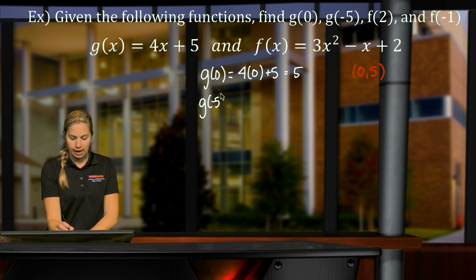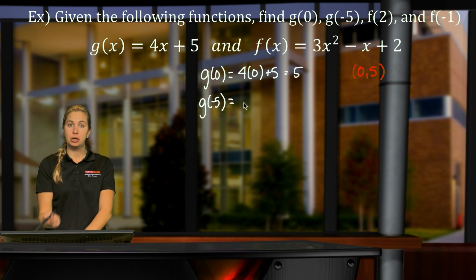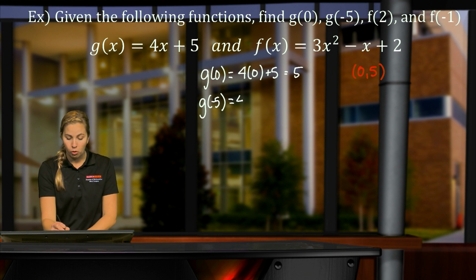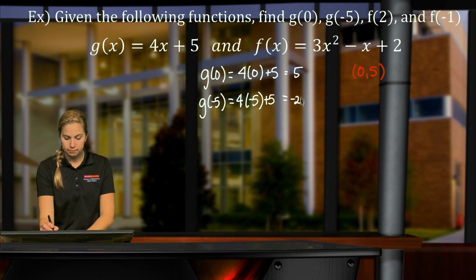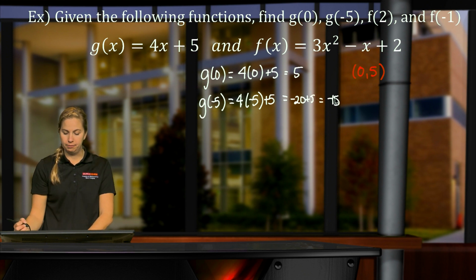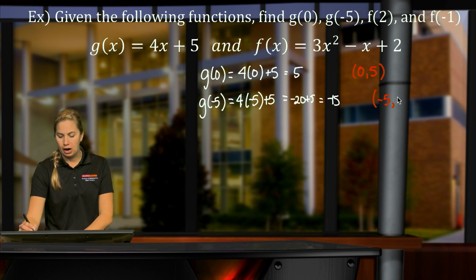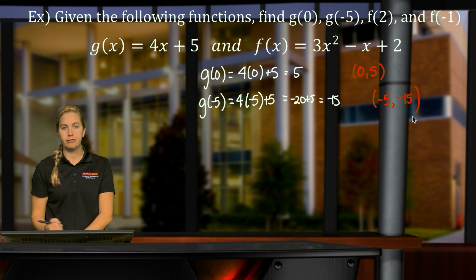G of -5. Now we're changing the input to be -5. 4 times -5 plus 5. 4 times -5 is -20. Plus 5 is -15. Again, we can talk about the ordered pair generated. Our input was -5 and our output was -15.